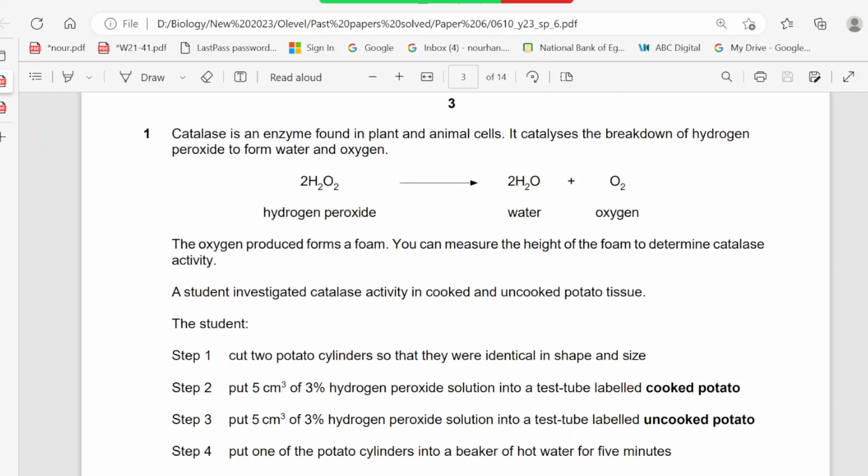A student investigated the catalase activity in cooked and uncooked potato tissue. This is what's going to be different. This is the changed variable. Cooked and uncooked potato, this is the changed variable. Okay, what about the factor we measure, which is the dependent variable? The results. The results that I'm going to measure is the height of foam. So this is the results to be measured.